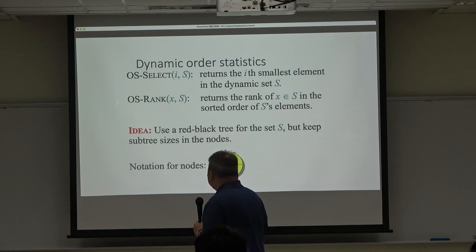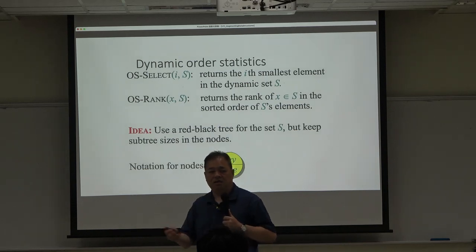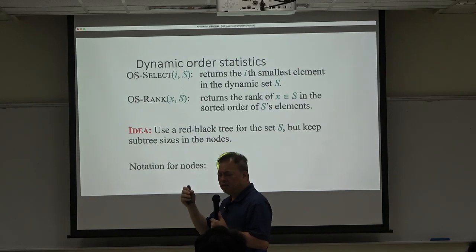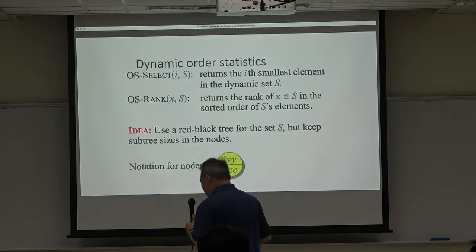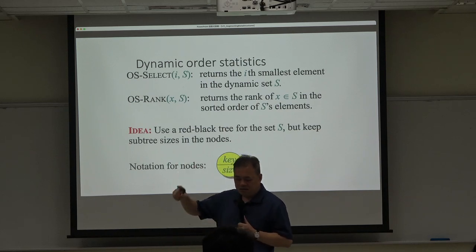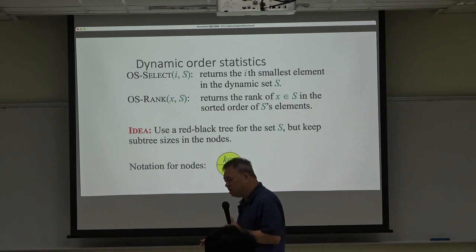So the idea of maintaining the subtree size in a node is like this. We store the key and the size in the node. The key is just the regular key in the binary search tree, and the size indicates the number of nodes in this subtree, including this node itself.